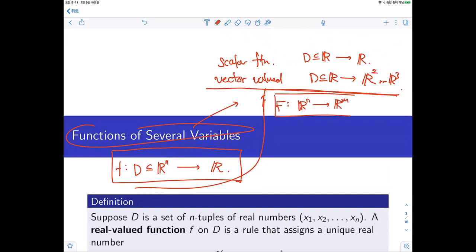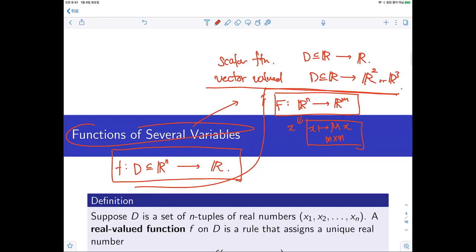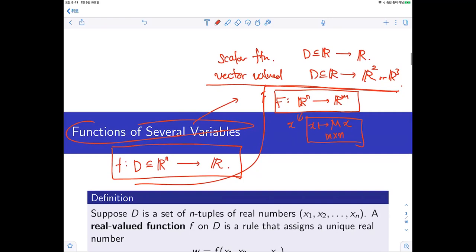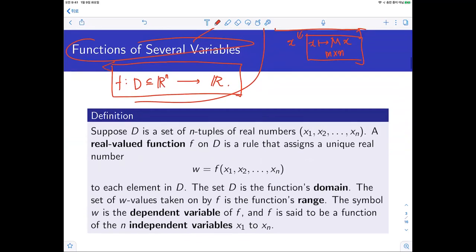Maybe you might learn this kind of function in the linear algebra class, like if x is an n-dimensional vector and M is an m by n matrix, then x goes to Mx, which sends an Rn vector to an Rm vector. This is an example of this kind of function, but today we only consider this simple function.